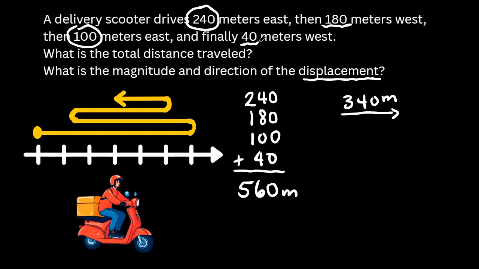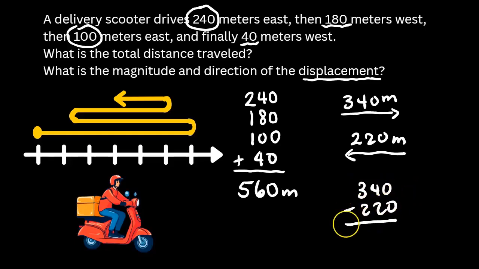So 180 plus 40 is 220 meters west. All right. So because it's going in different directions, they're going to partly cancel each other out. So 340 minus 220 gives us 120. So the displacement is going to be 120, and because it's going east more, it's going to be 120 east, and it's going to be in meters.